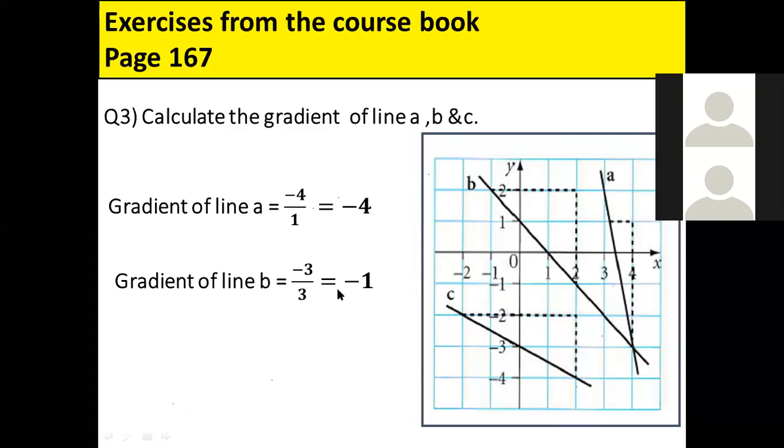Who wants to help with part C? Help me with part C. Part C, the line is decreasing. So negative 2 over 4. Negative 2 down, 1, 2, 3, 4. So negative 2 over 4, and the answer is equals negative 0.5, or a negative half. That's right. Excellent. So any questions so far?